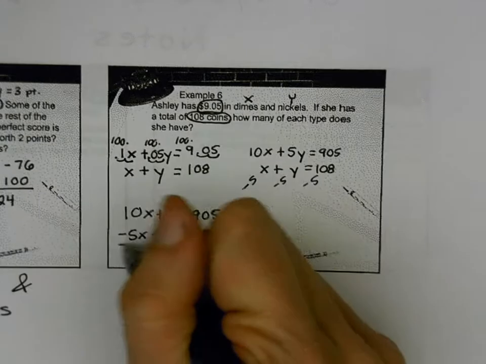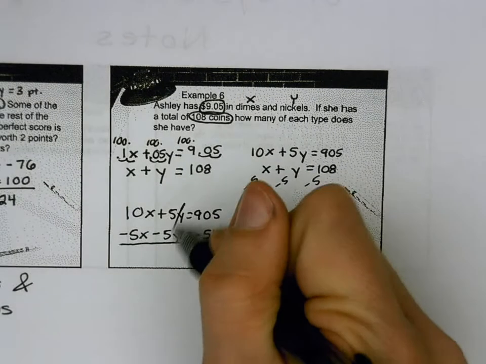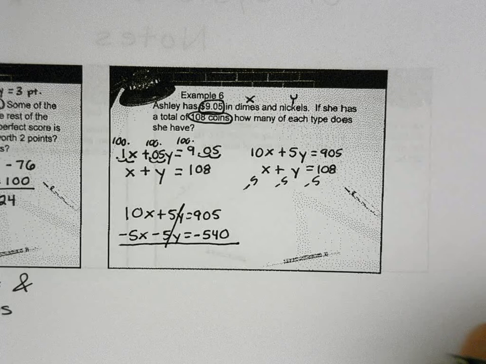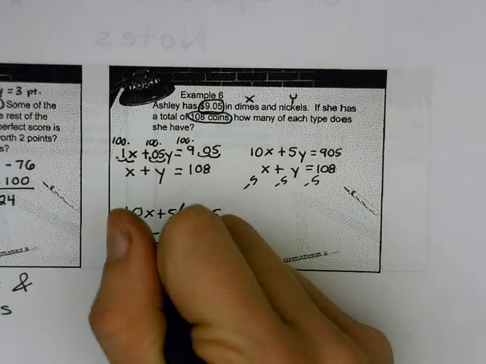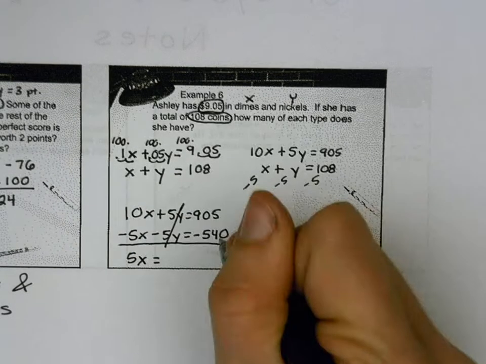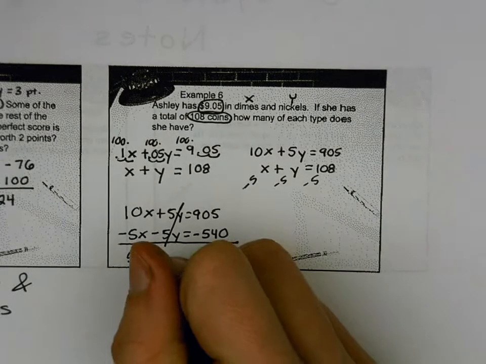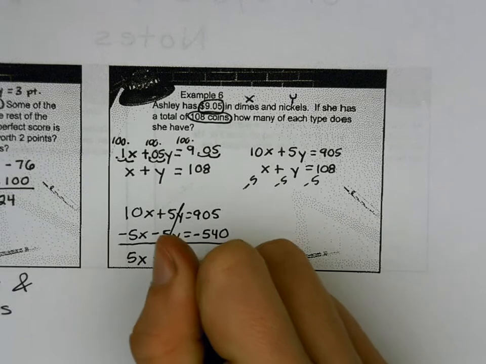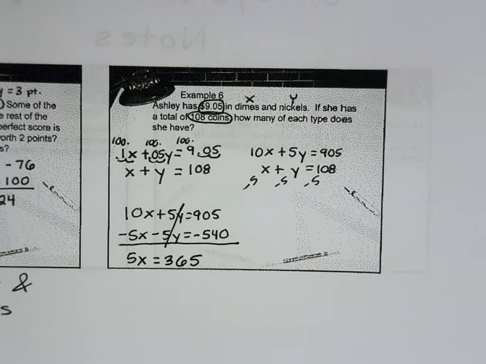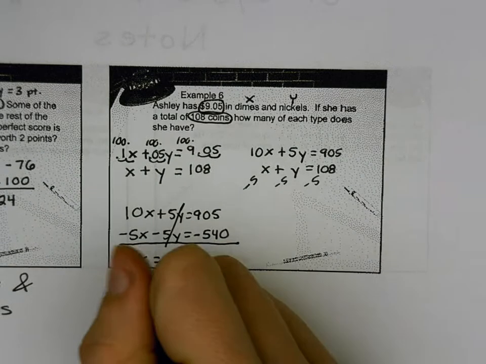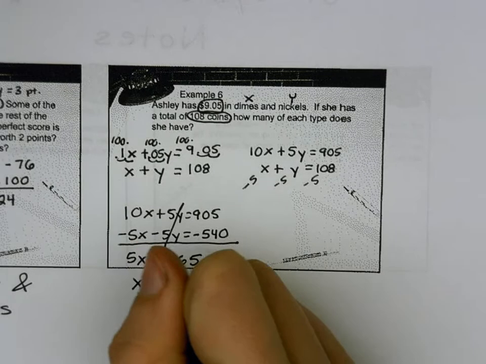So now that we're there, we can go ahead and add down. 5 minus 5 is 0. 10 minus 5 is 5x. And 905 minus 540, excuse me, sorry, is 365. And then divide that by 5, we get that x equals 73.